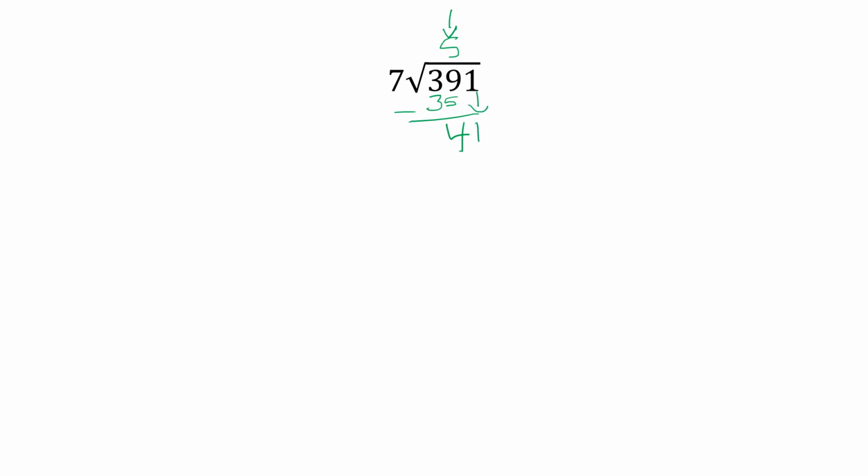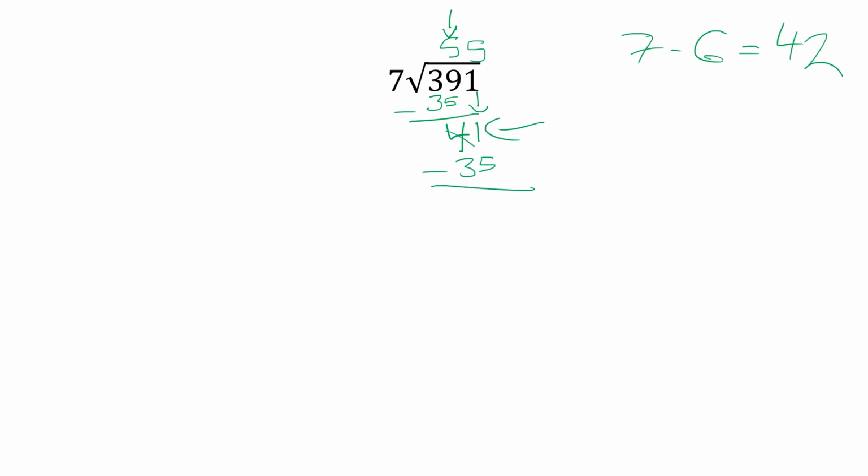And now we have 7 into 41. So how many times will 7 go into 41 without going over? Well, 7 times 5 was 35. So what about 7 times 6? 7 times 6 is 42. So we're going to use 5 again, because if we use 6, we'll go over. So 5 times 7 is 35. Write that under the 41 and subtract.